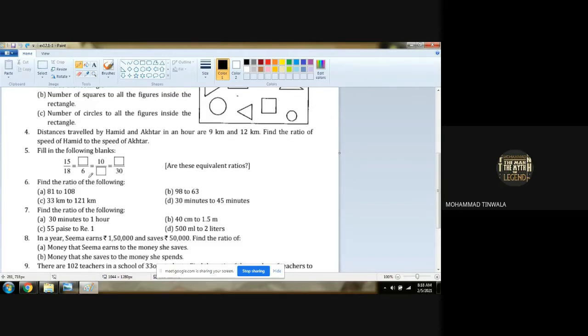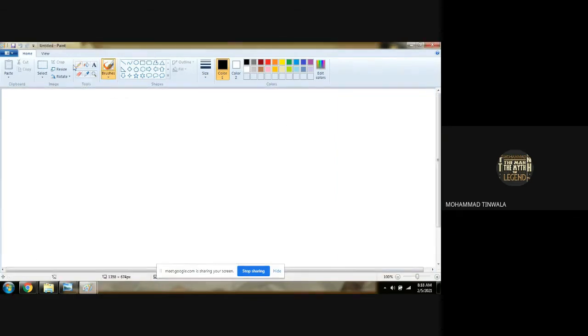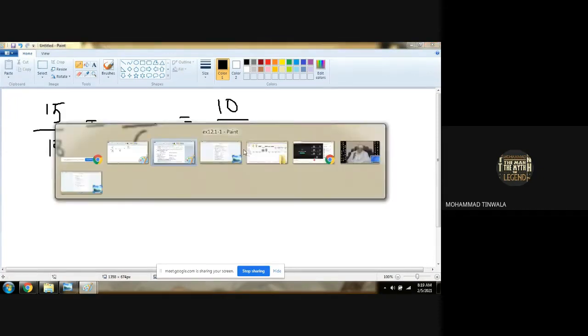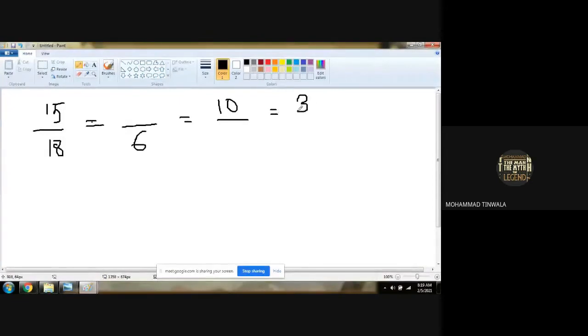The brackets are given in such a manner that 15 upon 18 is equal to dash upon 6, is equal to 10 upon dash, is equal to dash upon 30. Is that clear? Yes, sir.